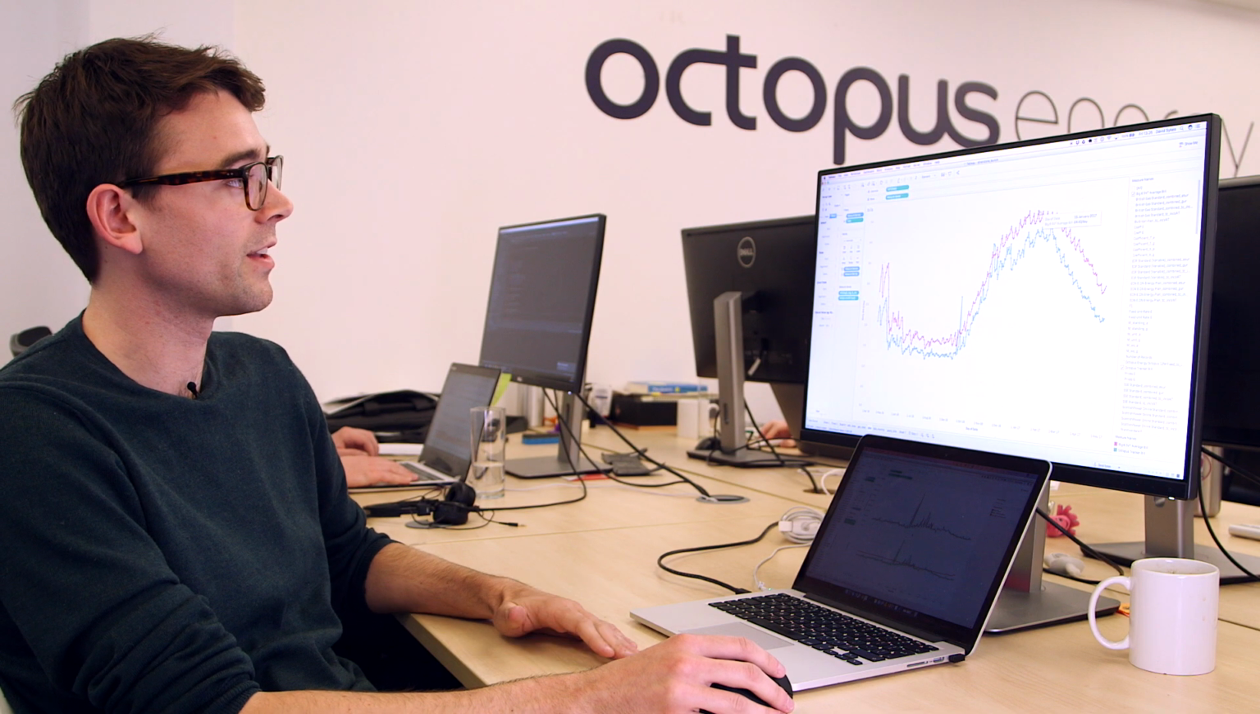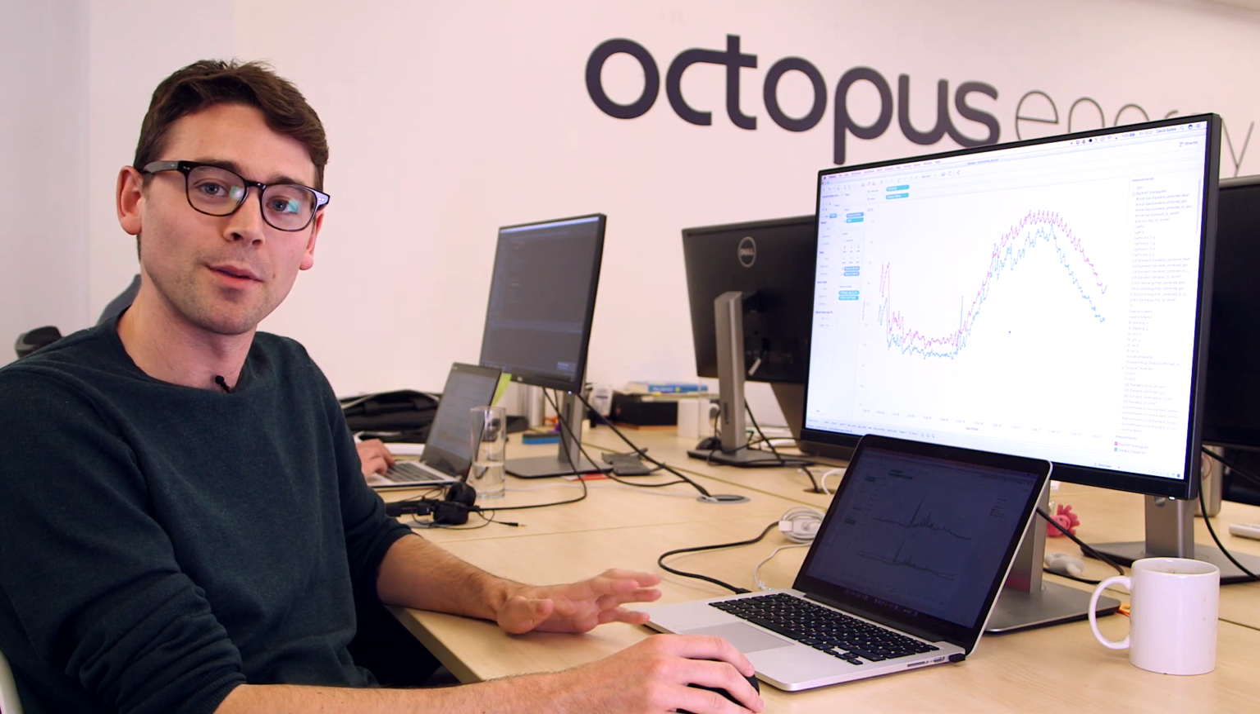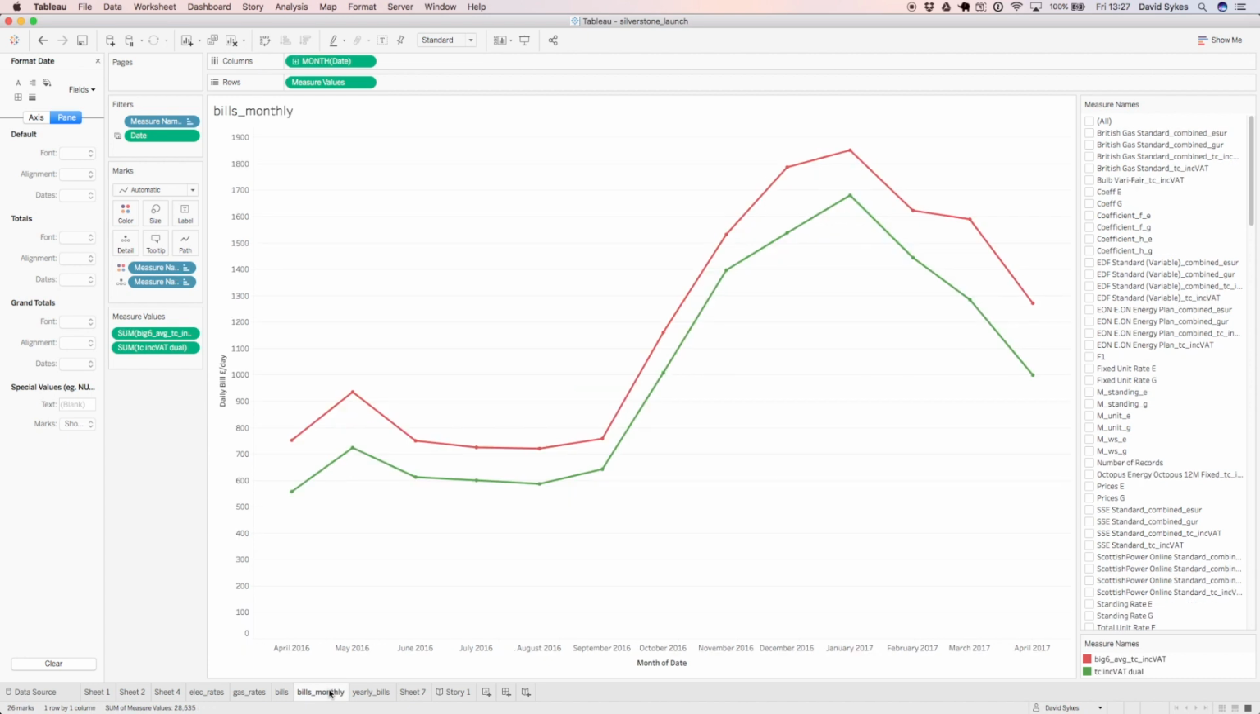So if we take a typical winter day, say, during a week at the peak, you might pay £4.43 for your electricity and gas for that day versus £4 on the Octopus tracker tariff. So most of us pay for our electricity on a monthly basis. So let's look at it like that.